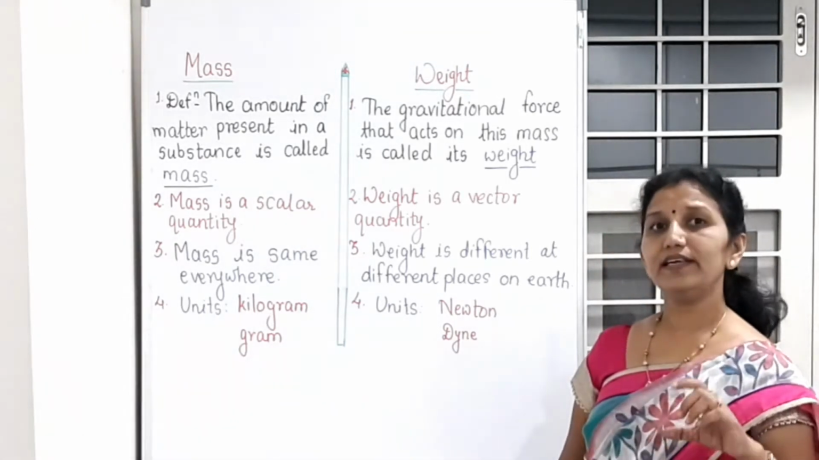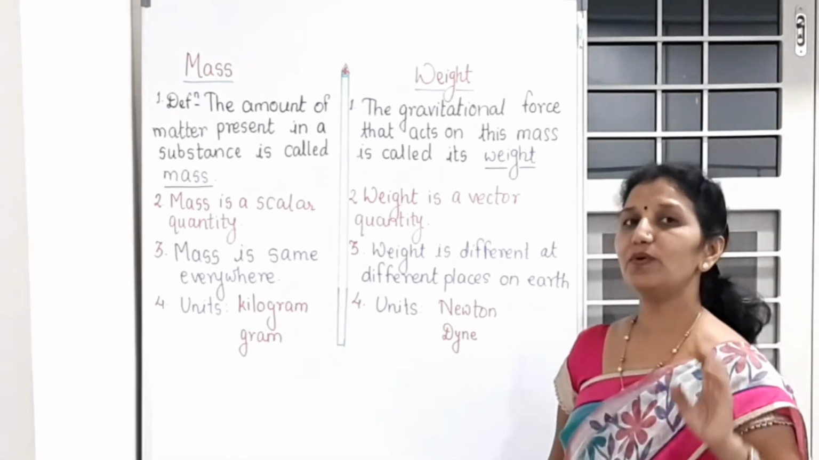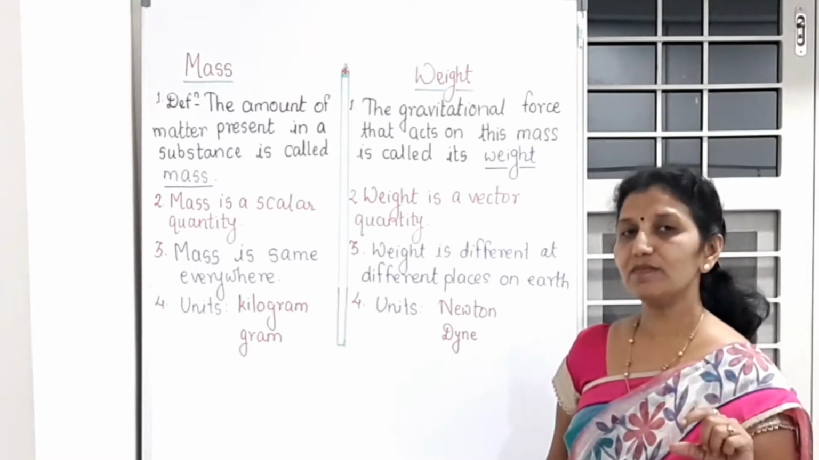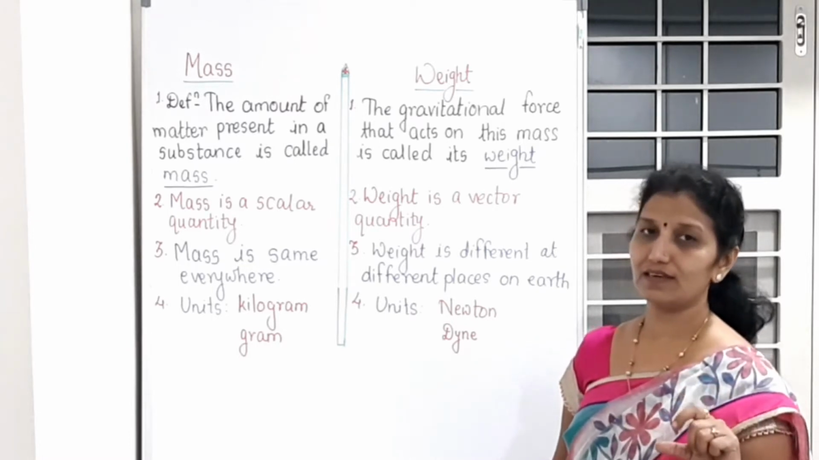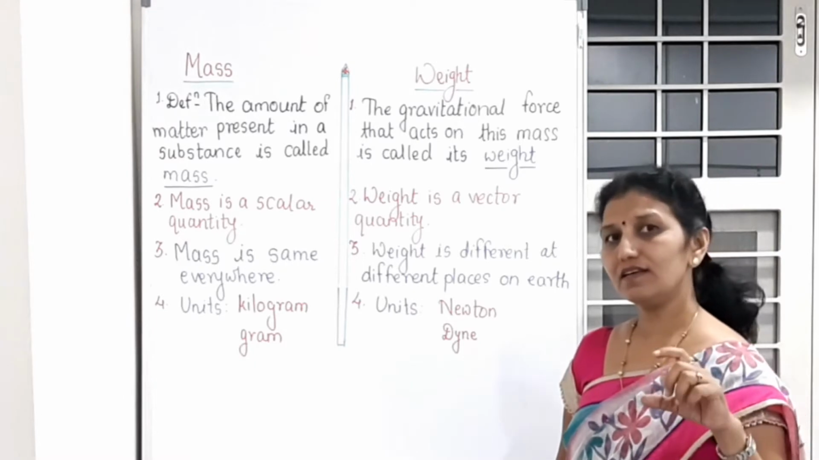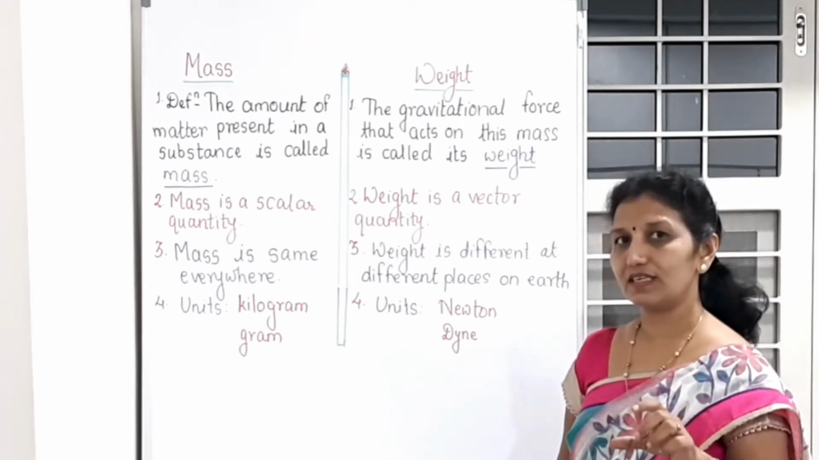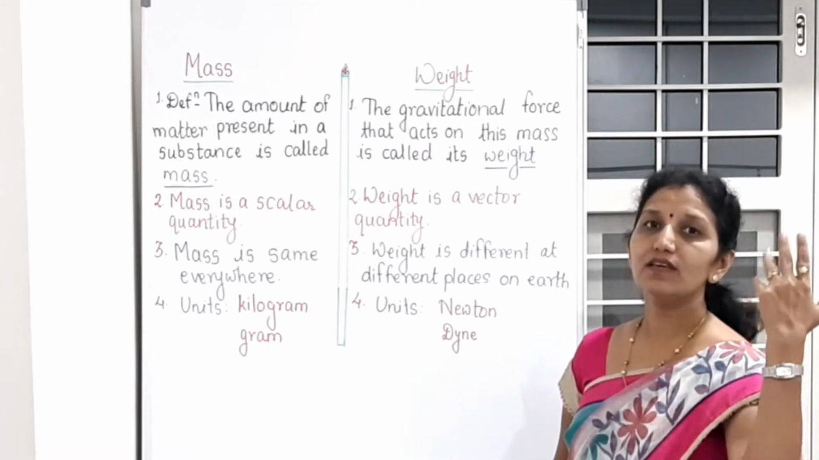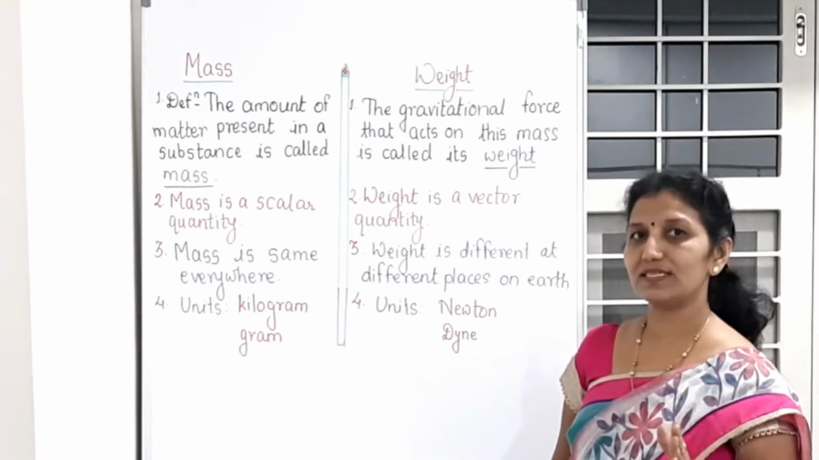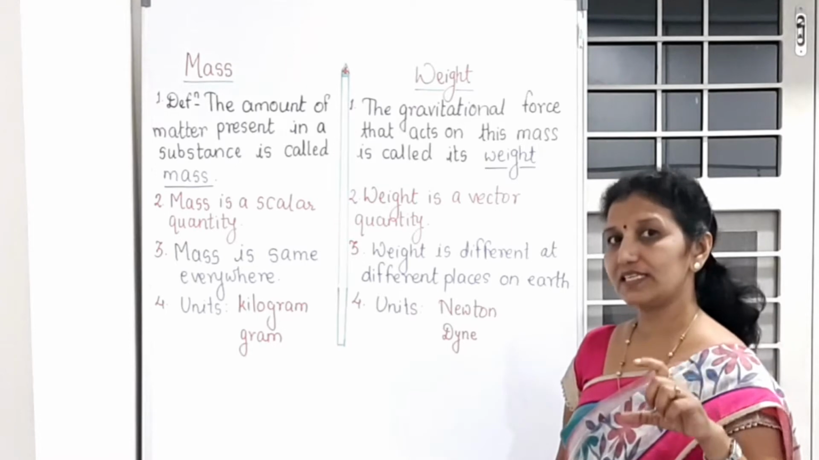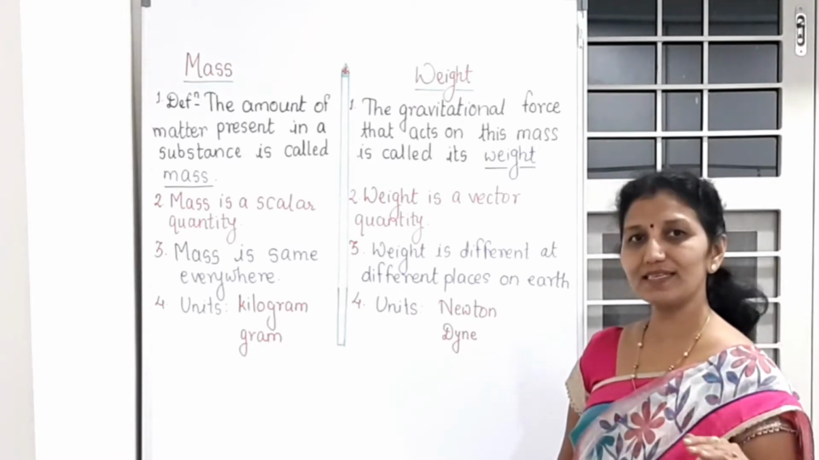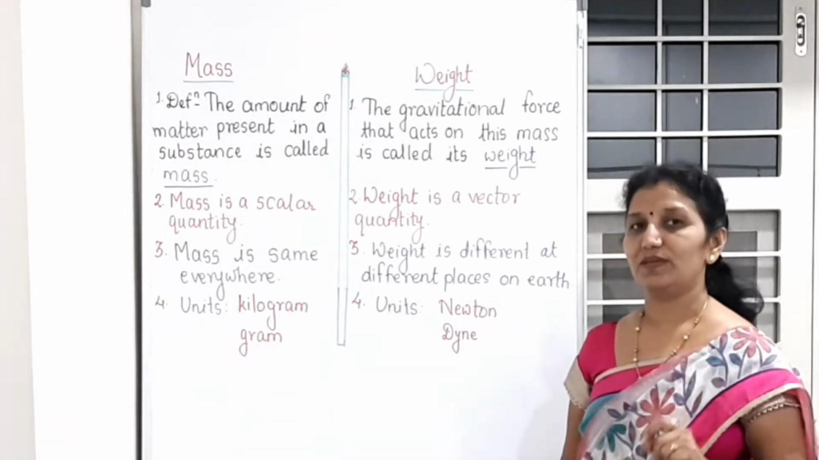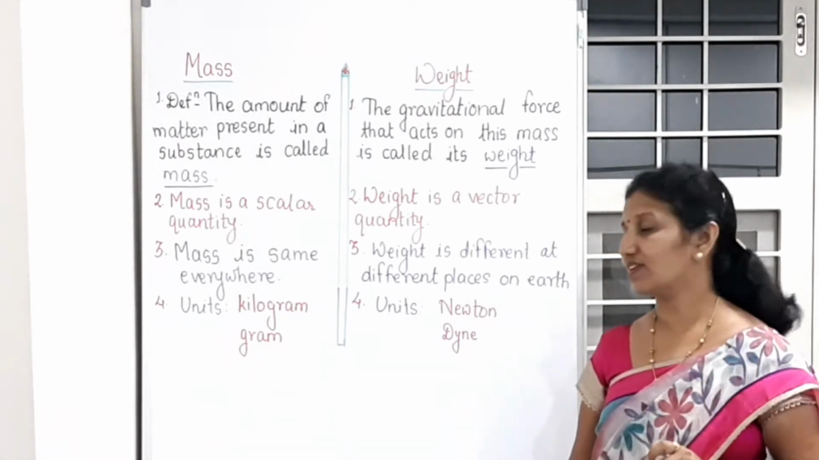As we go higher and higher, the gravitational force reduces, and because of that, this weight also reduces. Then it is maximum at the polar regions, whereas it is minimum at the equatorial region, because in the equatorial region there is less gravitational force, and on the poles, this gravitational force is maximum. That's why it is maximum at the two poles, north and south.